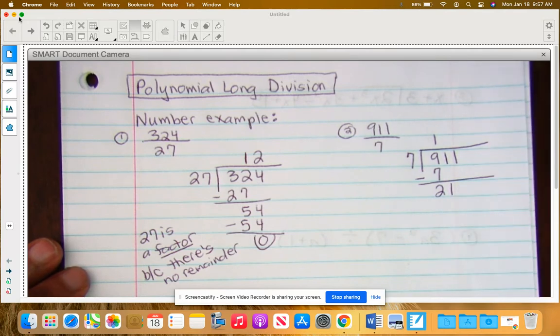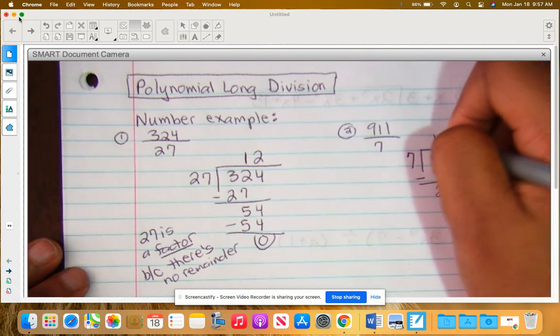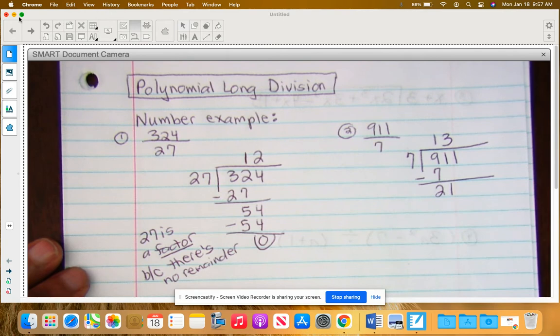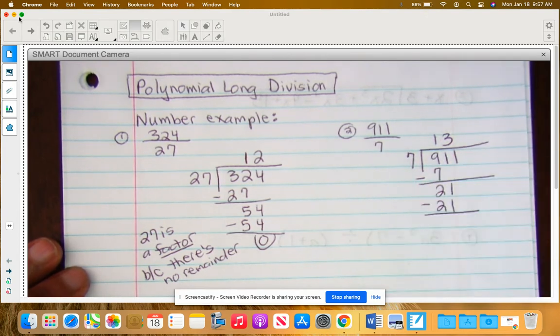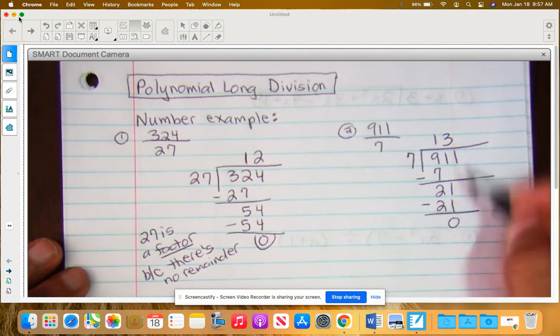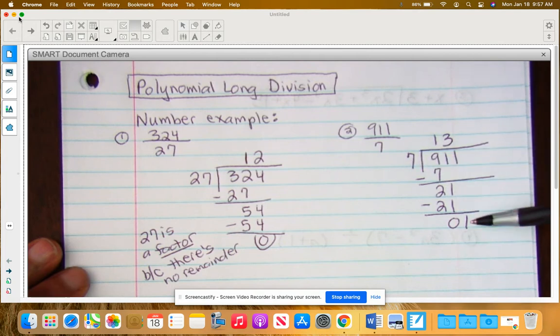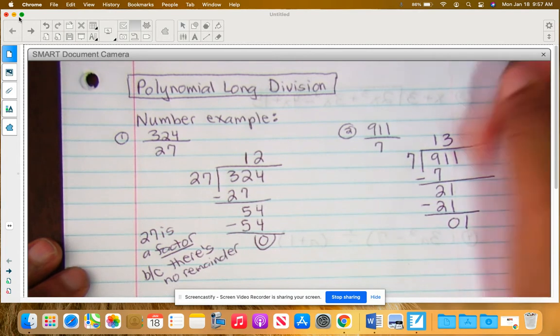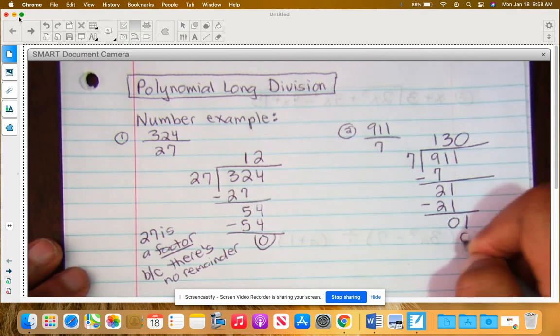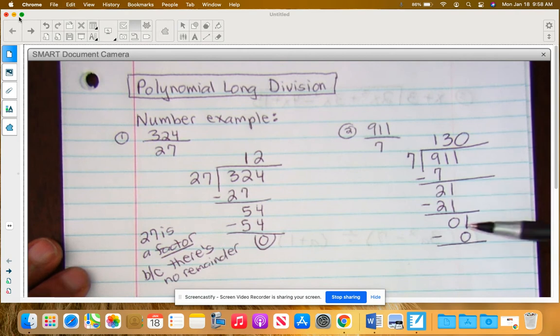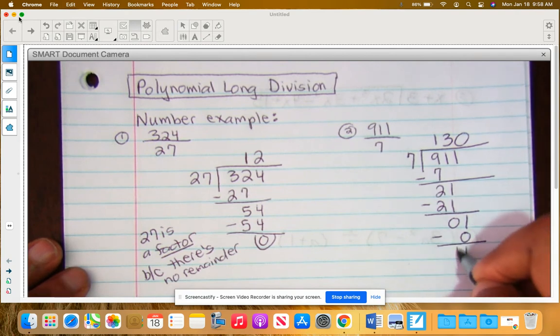Repeat the process. 7 goes into 21 how many times? 3 times. So I put 3 at the top. Multiply. 3 times 7 is 21. Draw the line. Subtract. Gives me 0. This one comes straight down. 7 goes into 1 how many times? It doesn't, so we put a 0 at the top. 0 times 7 is 0. Draw the line, subtract. 1 minus 0 is 1.